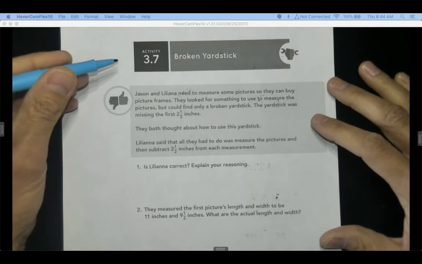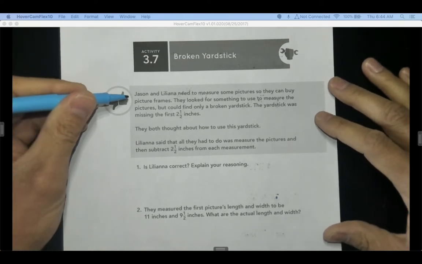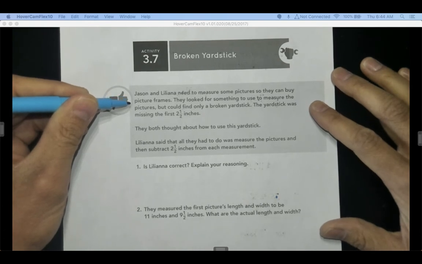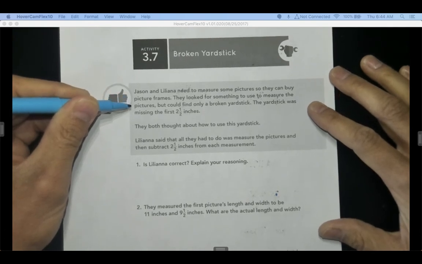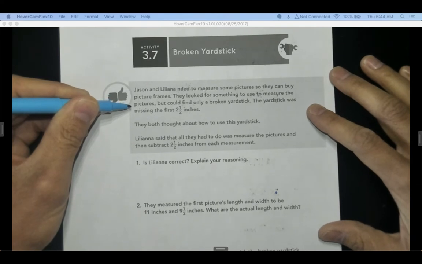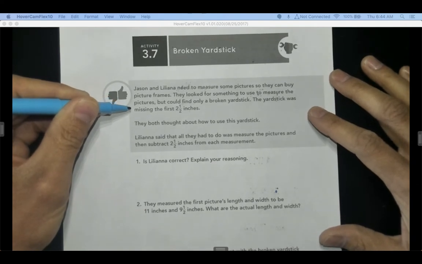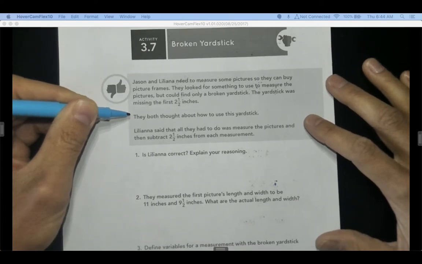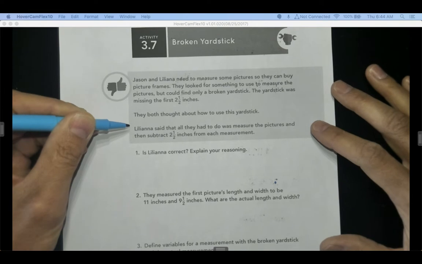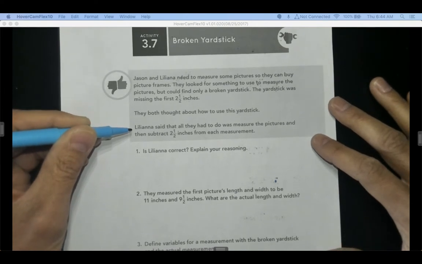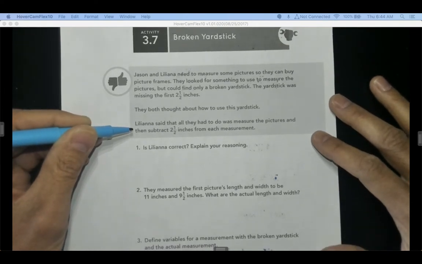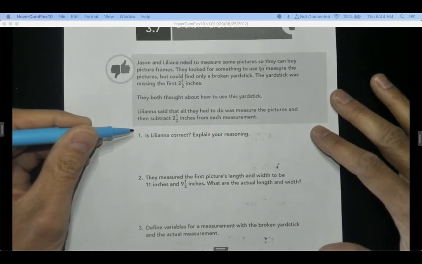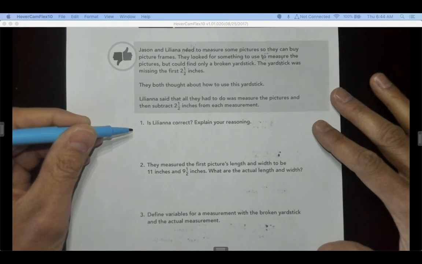Activity 3.7, broken yardstick. Jason and Liliana need to measure some pictures so they can buy picture frames. They looked for something to use to measure the pictures, but could only find a broken yardstick. The yardstick was missing the first 2.5 inches. They both thought about how to use this yardstick. Liliana said that all they had to do was measure the pictures and then subtract 2.5 inches from each measurement. Is Liliana correct? Explain your reasoning.